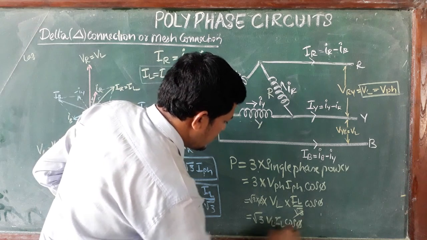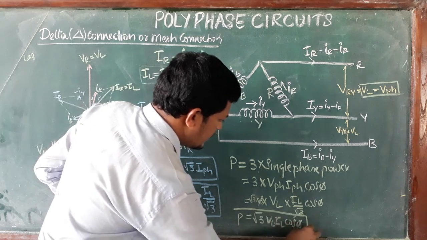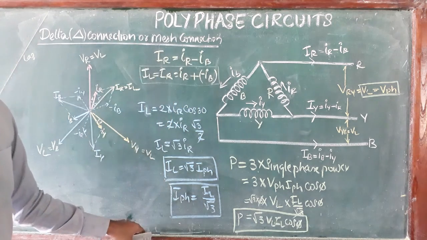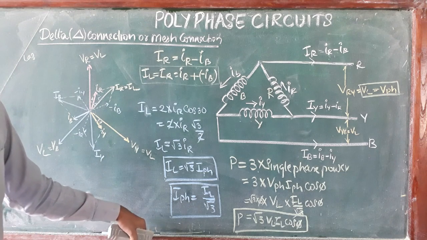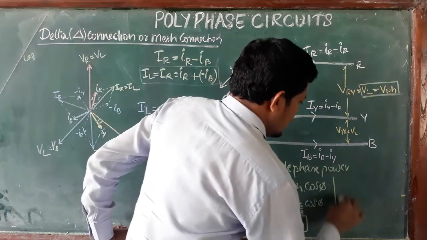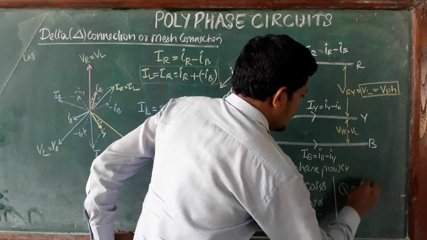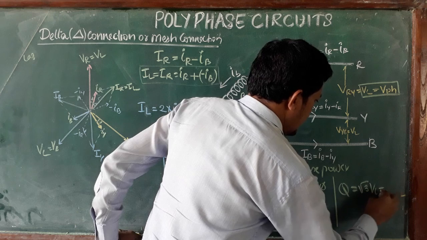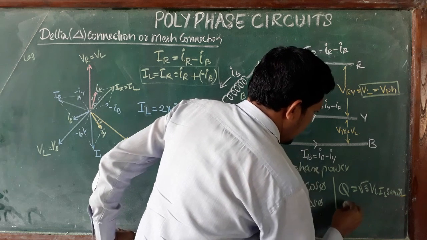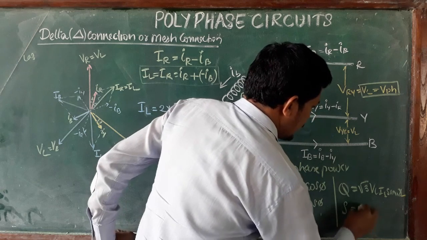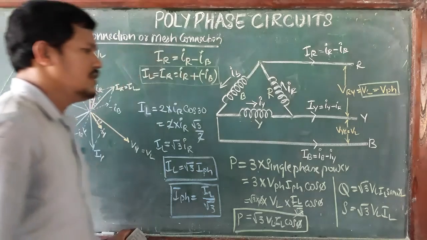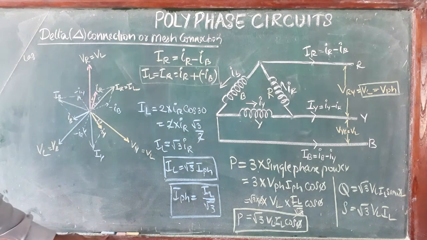This is the power equation in the delta, same as our star connection. Power in a 3-phase circuit is root 3 into VL IL cos phi. Another, reactive power, is root 3 VL IL sin phi, and apparent power equal to root 3 VL IL. This much is the apparent power, reactive power and active power.